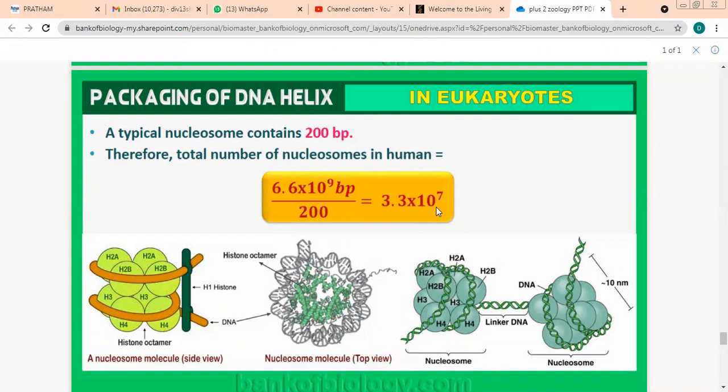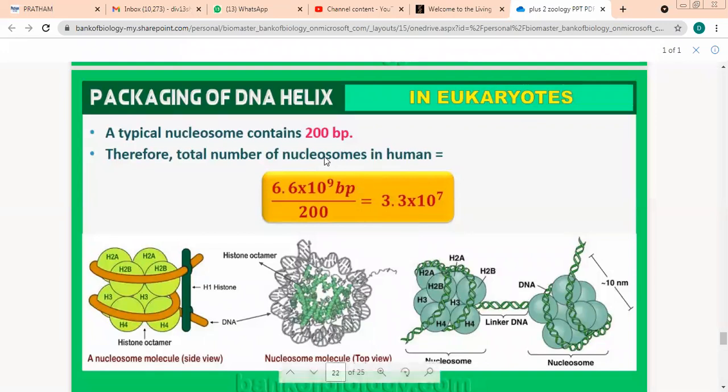3.3 into 10 to the power 7. It's very easy. Dekho, these 2 zeros cut with this power. So 10 to the power 9 becomes 10 to the power 7. These 2 zeros are gone. 10 to the power 9 ki jagah, here you have 10 to the power 7. 6.6 divided by 2, you will get 3.3.